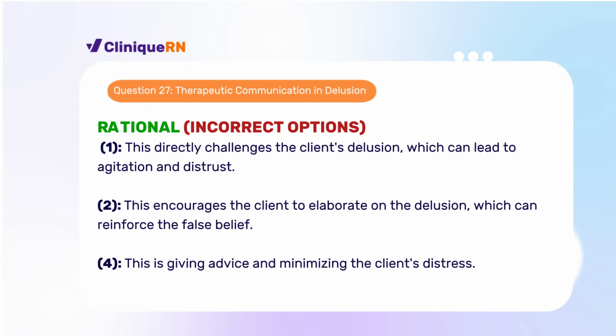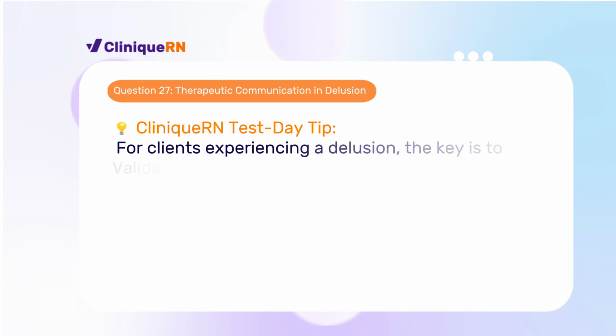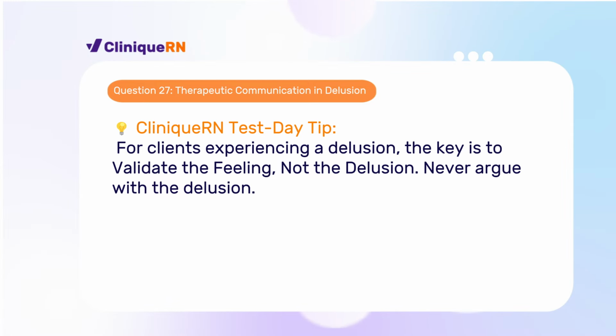Incorrect options. 1. This directly challenges the client's delusion, which can lead to agitation and distrust. 2. This encourages the client to elaborate on the delusion, which can reinforce the false belief. 4. This is giving advice and minimizing the client's distress. Clinique RN test day tip: For clients experiencing a delusion, the key is to validate the feeling, not the delusion. Never argue with the delusion.